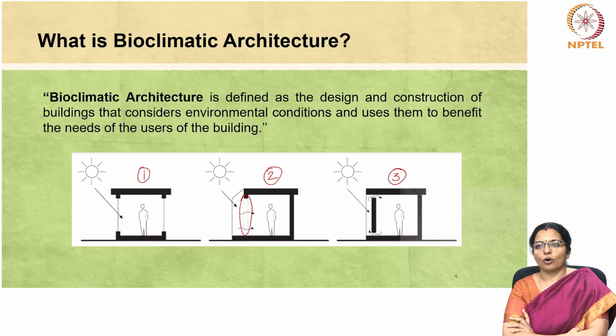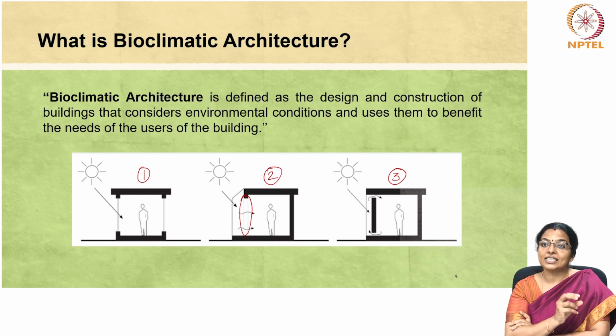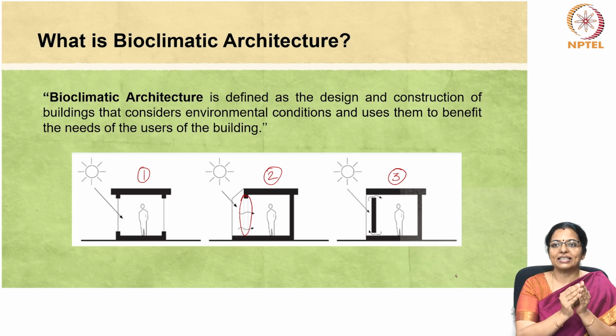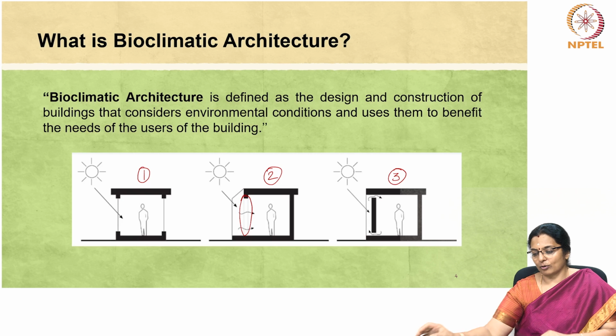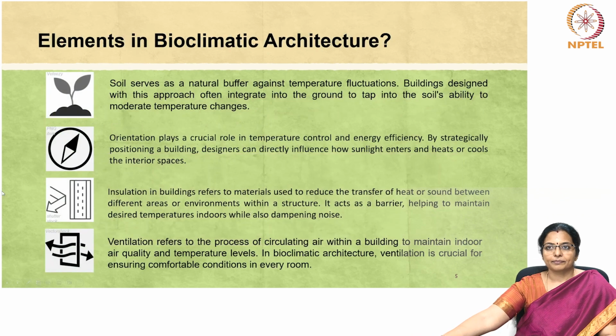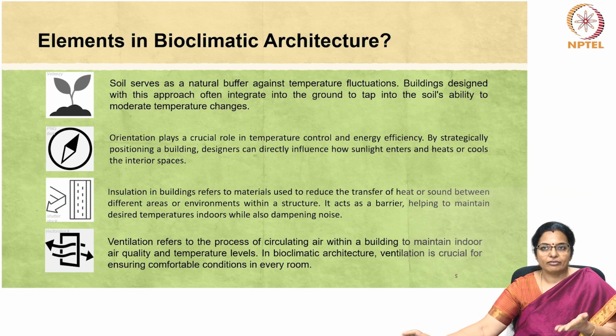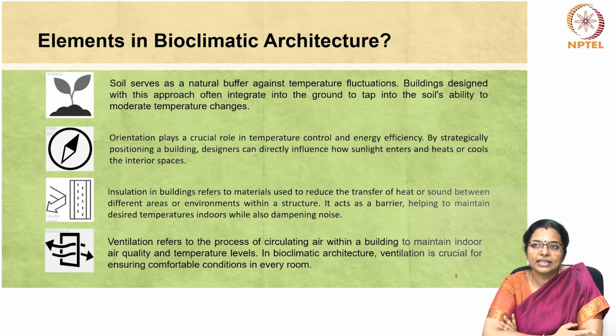The third is the Trombe wall. This happens when the warmth is trapped, saved and kept inside the building. And then when you want, you will use it. So it is like putting on a cozy sweater to keep warm. It stops the heat from escaping outside. Now, in this slide, we will look at the listed elements which will help us in understanding the elements of bioclimatic architecture.